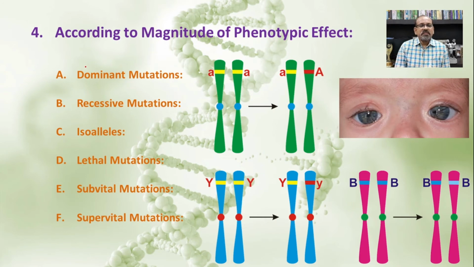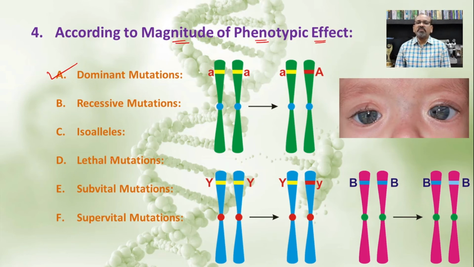The next one is the mutations according to the magnitude of the phenotypic effect. It means that after the mutation and expression of the mutated gene, a phenotype is formed, as we have seen earlier in the different lectures, such as the dominant gene, recessive gene, etc. Such expression is there by the different mutated genes, and on the basis of that there are different types. So the first one is the dominant mutations.